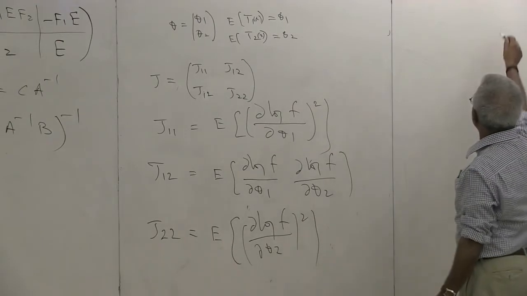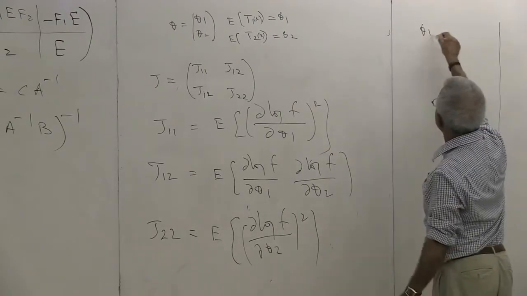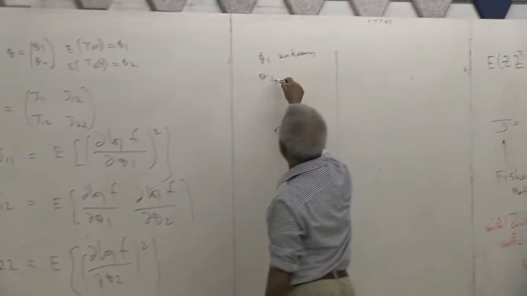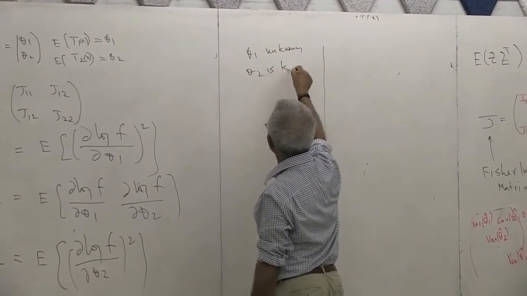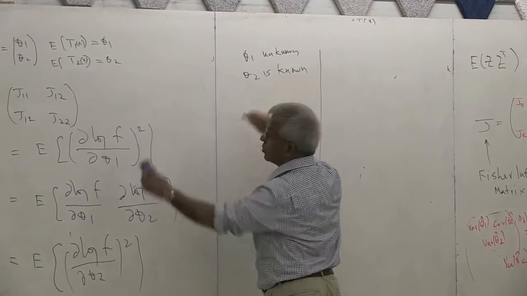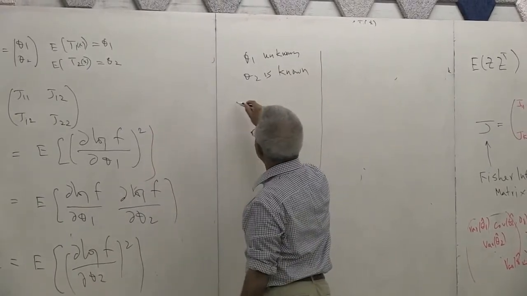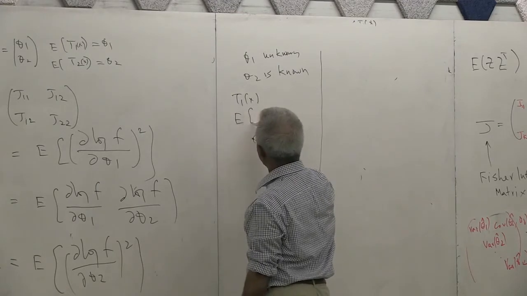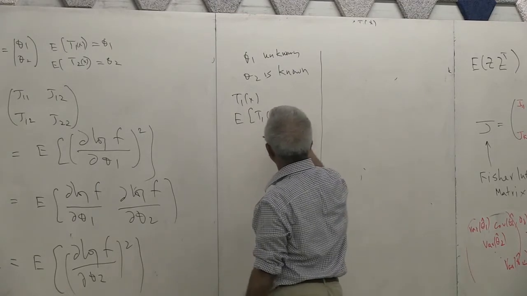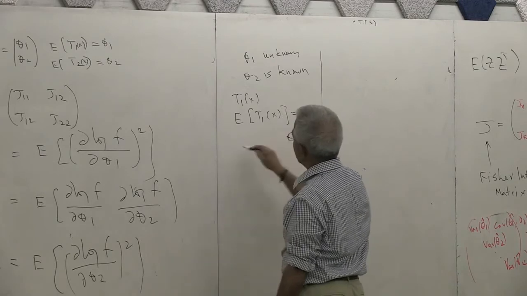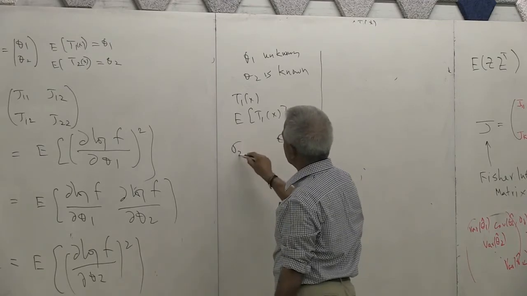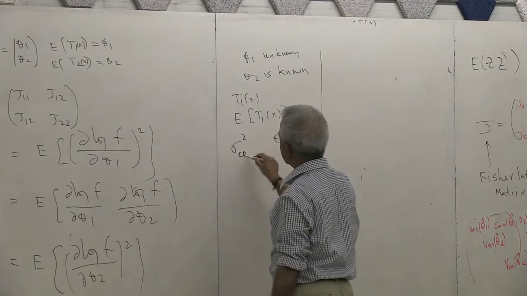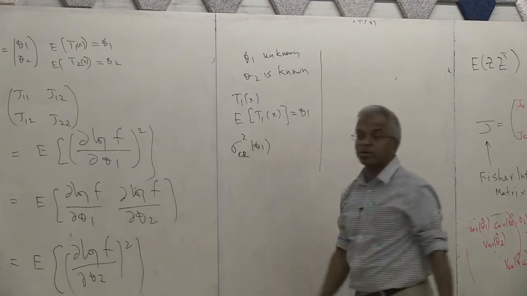Now remember, I had two problems. If theta 1 is unknown and theta 2 is known, then we don't get into this J22 and so on. Then of course you had a T1 of x in this case, and it also happened to be unbiased. And we know the Cramer Rao bound in this case is, anybody? What is it? What is the Cramer Rao bound in this case?